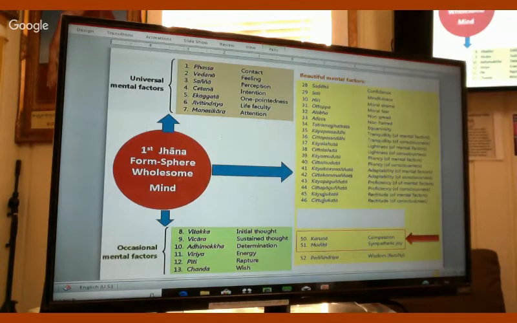The first jhana, form sphere, wholesome consciousness. If you understand first jhana, form sphere, wholesome consciousness, you can understand the second, the resultant mind and then the functional mind. So the first jhana, form sphere, wholesome consciousness, pathama jhana, kusala chitta, rupavacara kusala chitta, working with the universal manifesta, seven kinds of universal manifesta here on the top. Yeah, phassa, vedana, sanna, cetana, ekaggata, jivitindriya, manasikara. These seven kinds of manifestas are working with all mind. So that's why in first jhana also.